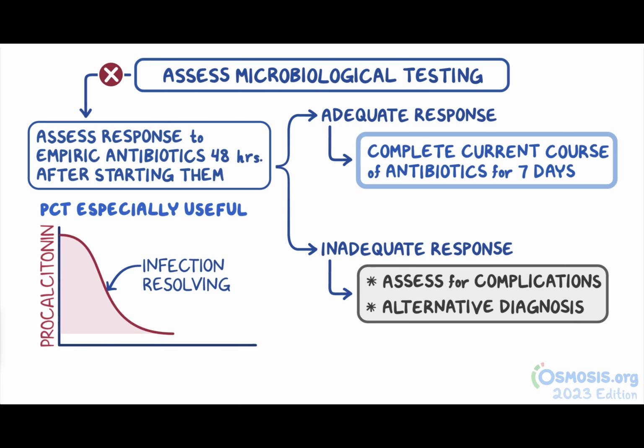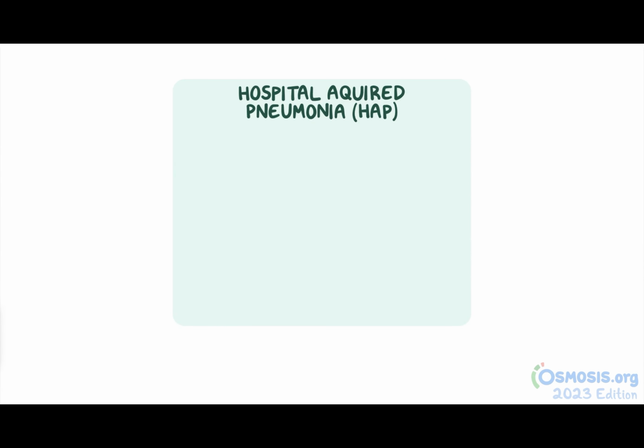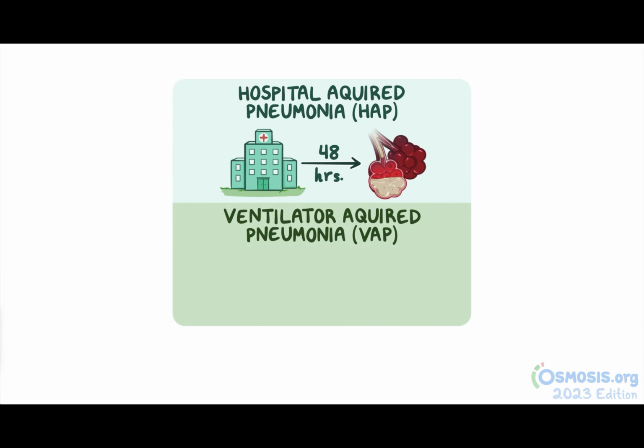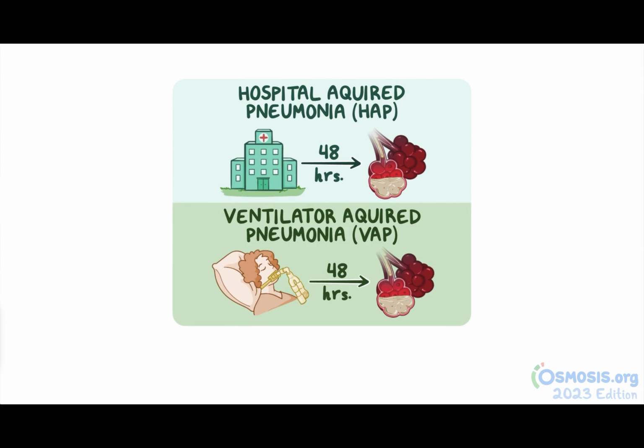On the other hand, if there's inadequate response to therapy, you should consider pneumonia-related complications or some alternative diagnosis. All right, as a quick recap, HAP refers to pneumonia that develops after 48 hours from hospital admission, while VAP refers to pneumonia that develops in patients on mechanical ventilation 48 hours after endotracheal intubation.